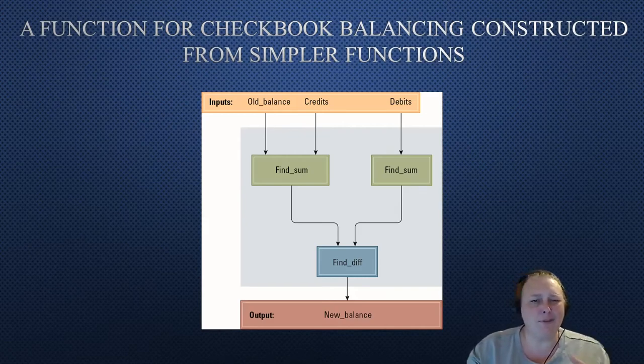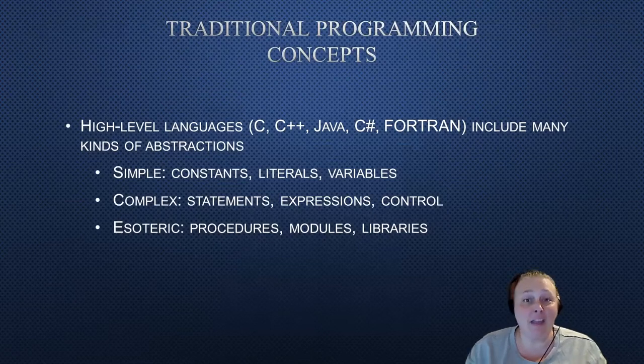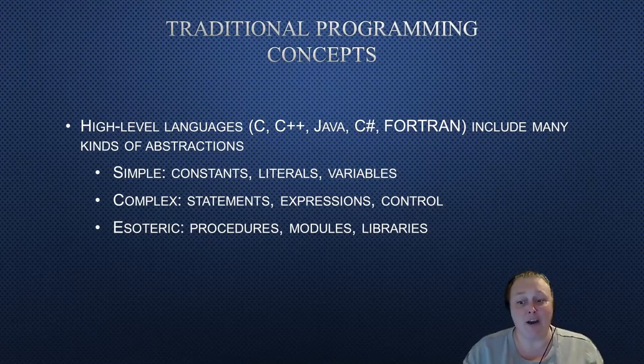So it's using predetermined algorithms with the different inputs to create an output. So let's shift back towards the more traditional programming concepts and what those look like. High-level languages use many different types of abstractions. Now remember, abstraction just means a simplified version of something technical. We don't want to see the nitty-gritty. We just want an overview of what it does. We don't care step by step how it does it. These abstractions can fall into different categories. We've got simple, such as constants, literals, and variables. We've got complex, like statements, expressions, and control statements. And then we have esoteric.